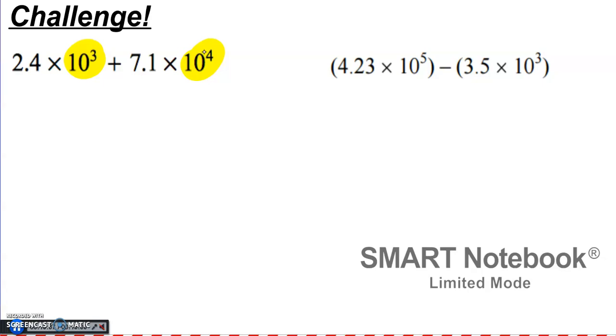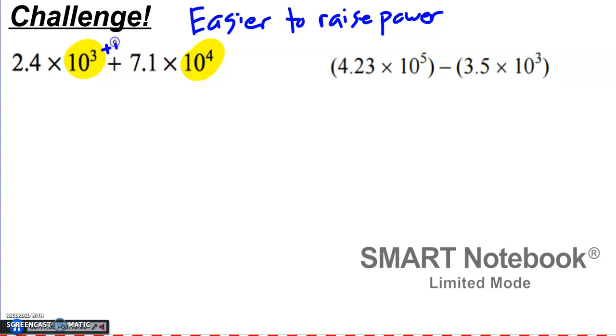We need to manipulate. Here's a big tip for you. It's easier to change the power to get bigger. So it's easier to raise the power. And here's what I mean by that. I have 10 to the third and 10 to the fourth. I want to raise that 10 to the third. So what I need to do is add 1 to the power of 3, right? So that would turn out to be 10 to the fourth.